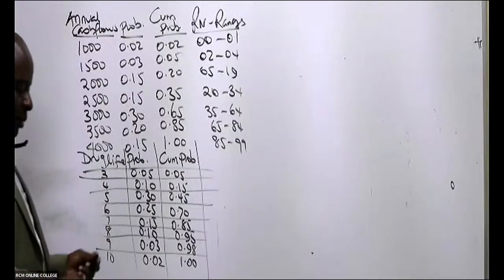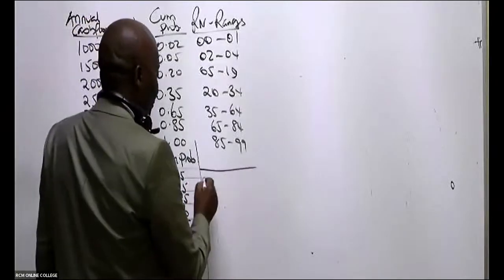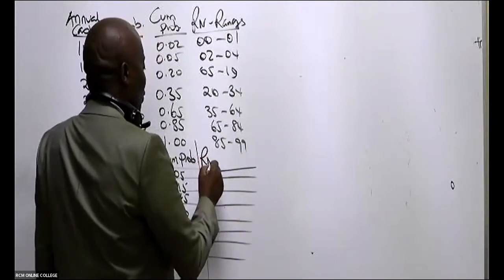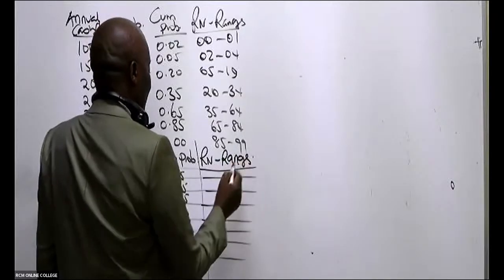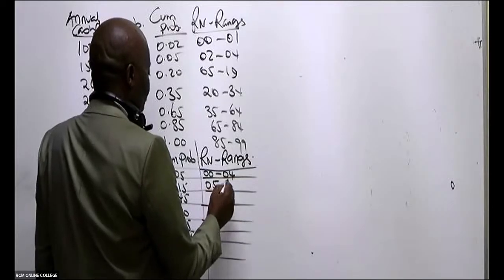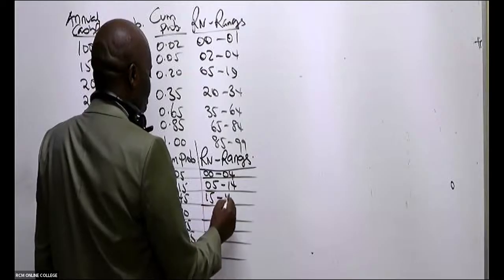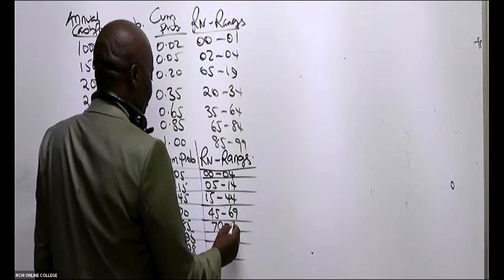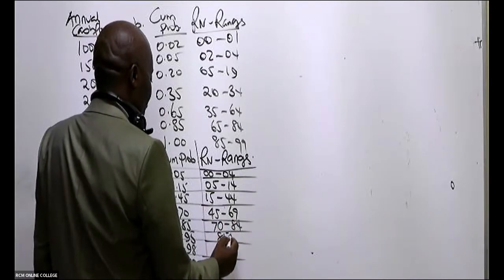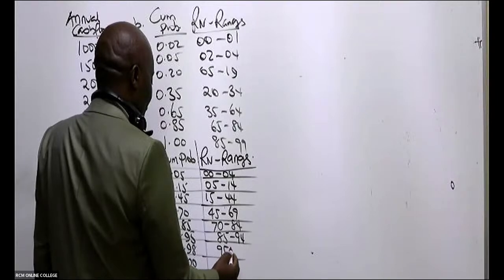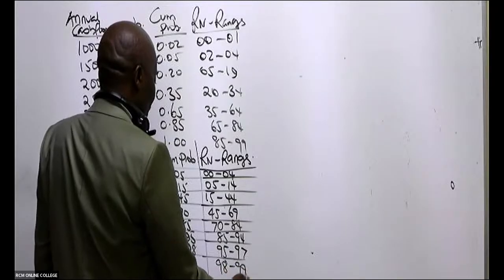And now out of this, we shall be able to get the random number ranges. Very easy. 00 to 04, 05 to 14, 15 to 44, 45 to 69, 70 to 84, 85 to 94, 95 to 97. Then we have 98 to 99.